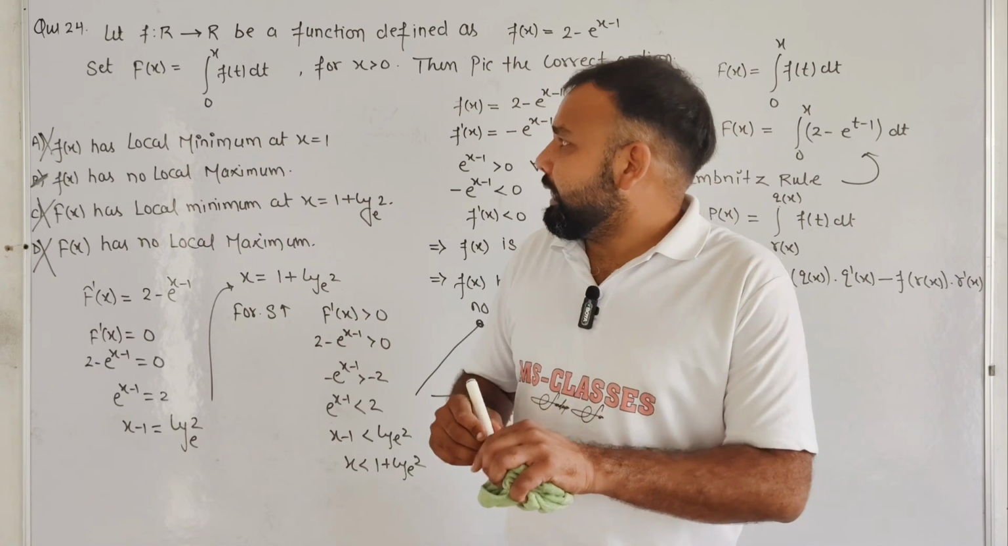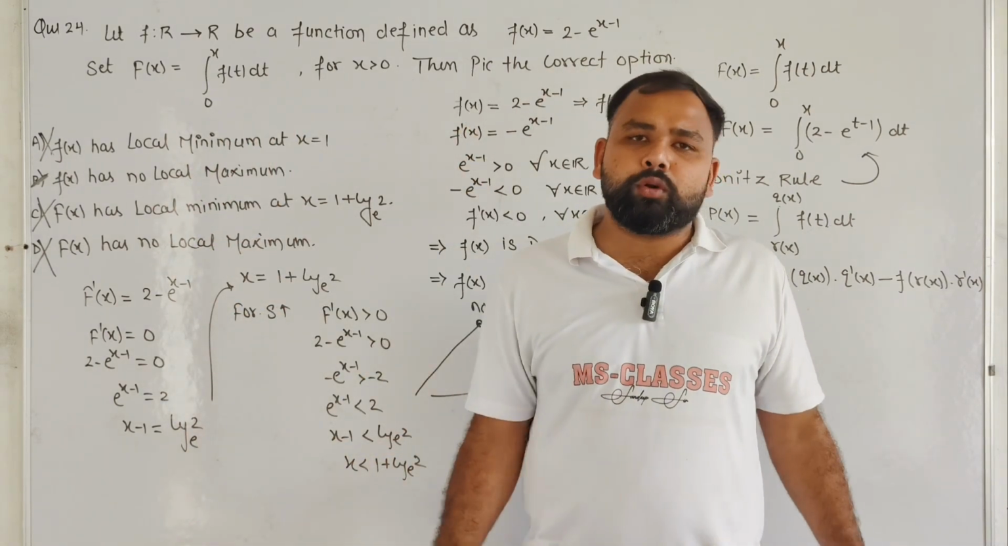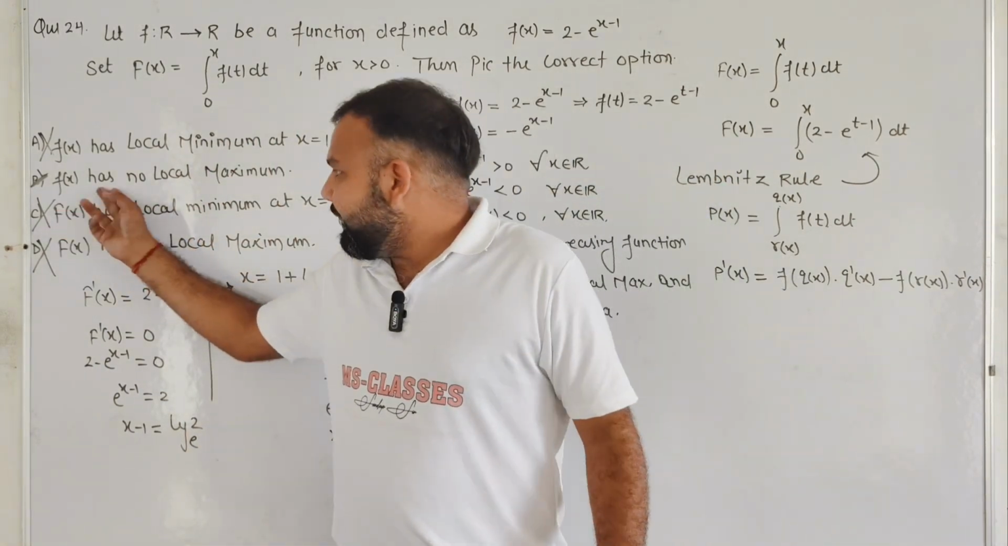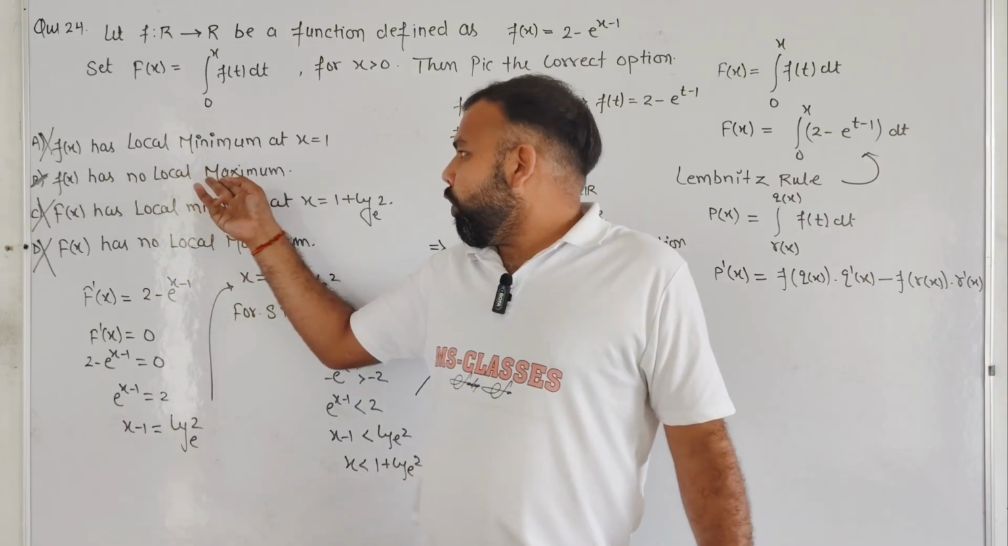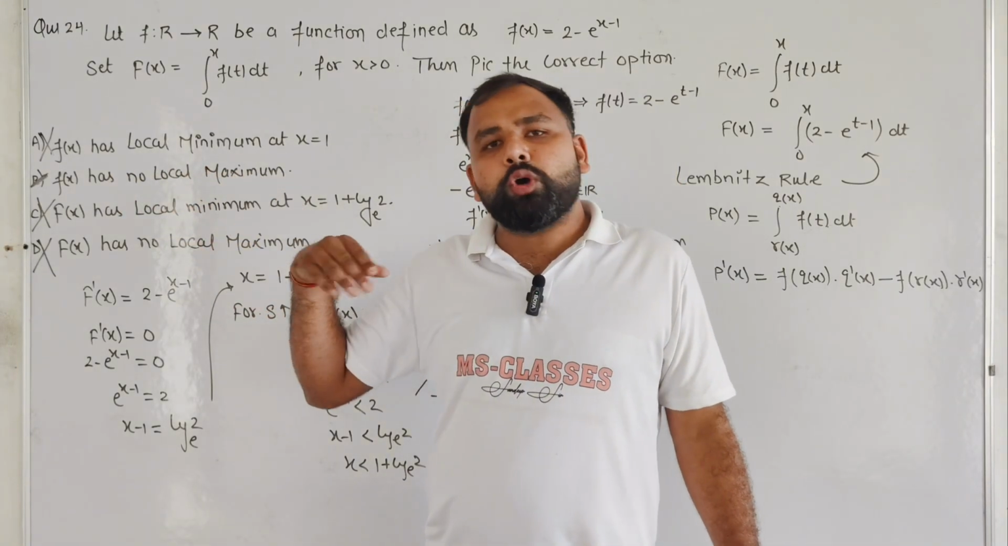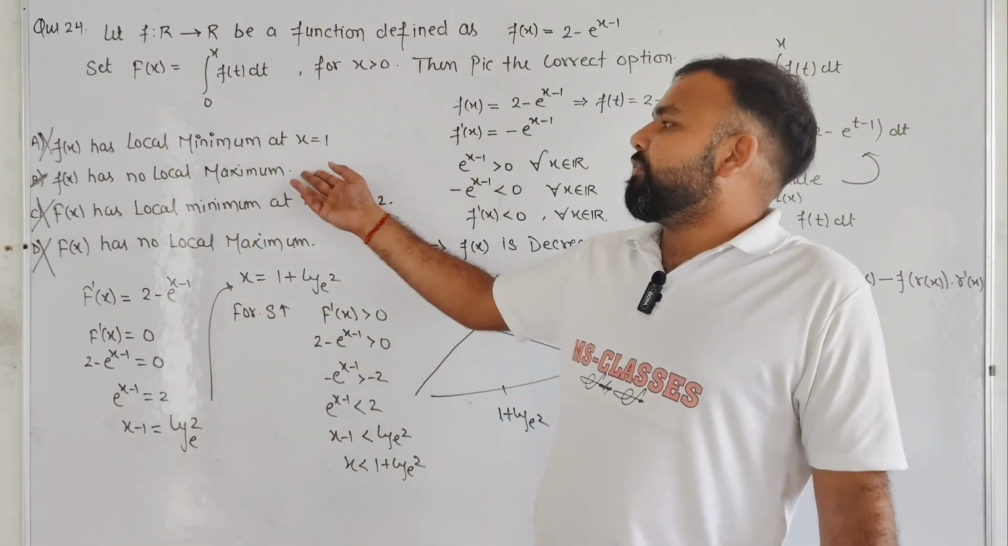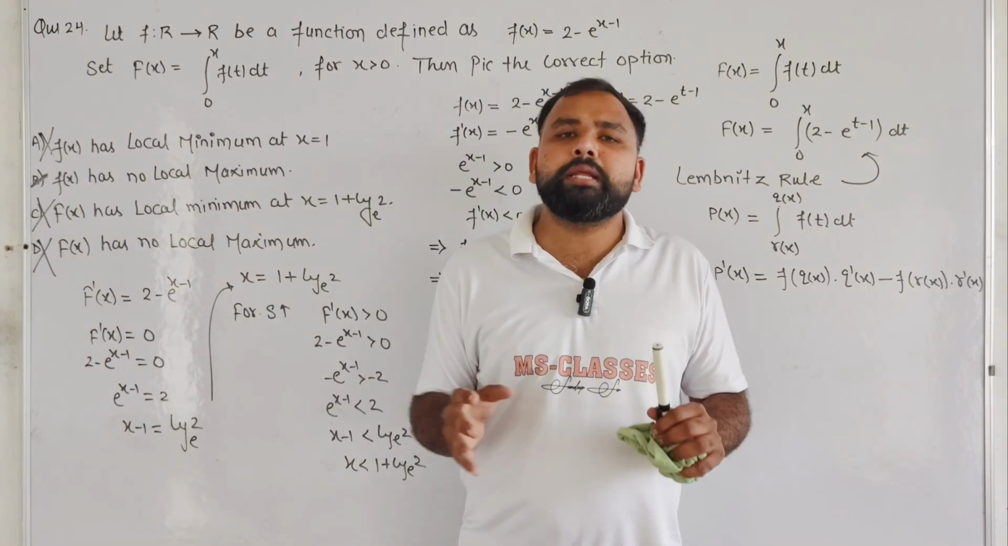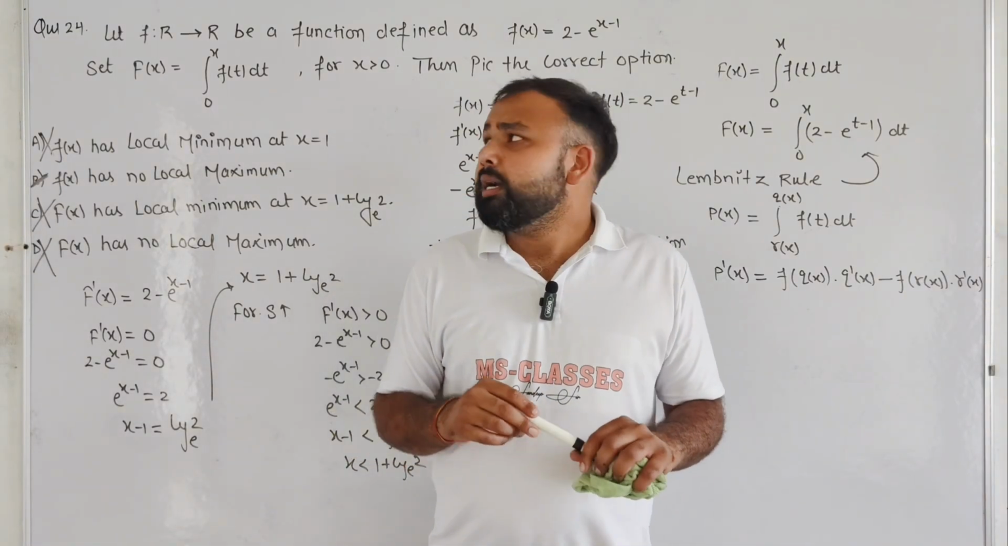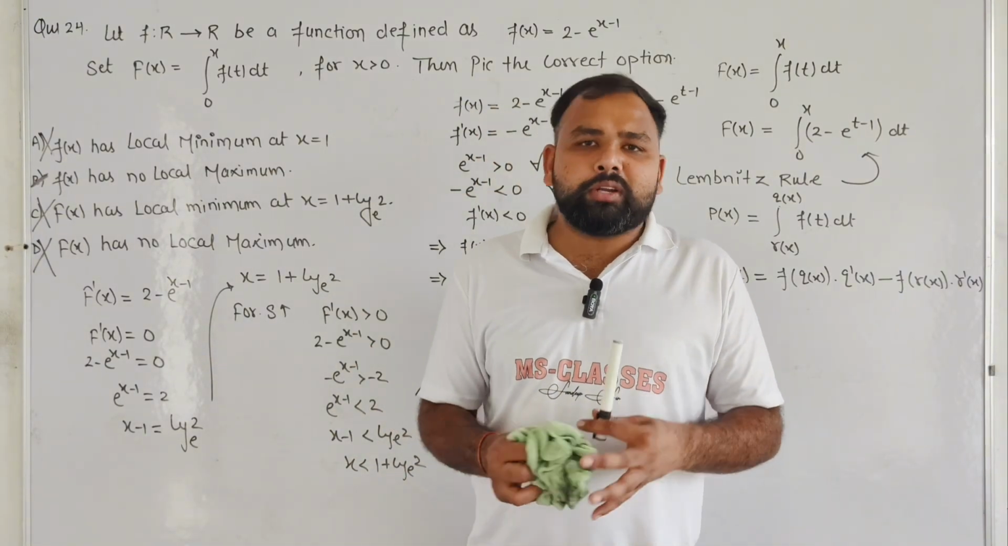I think that is a nice question. That is question 24. So our option B is correct: small f x has no local maxima, and we can say that small f x has no local minima also. Okay, student? So our next question, question number 25, is.